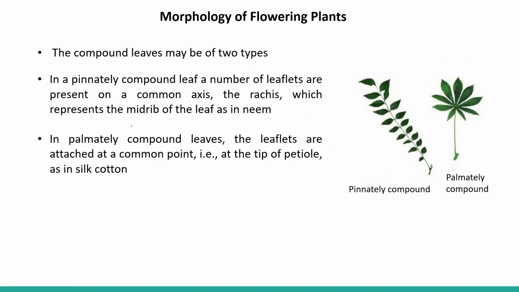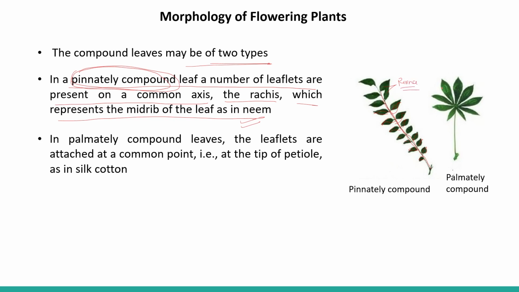Next, the compound leaf may be of two types. So we have two different types of compound leaf. In a pinnately compound leaf, a number of leaflets are present on a common axis. So here we can see this is one common axis, and we have the leaflets arranged like this. The rachis, which represents the midrib of the leaf, is as in the case of neem. So this is the rachis or the midrib, and on both sides we have the leaflets. So this is called a pinnately compound leaf.